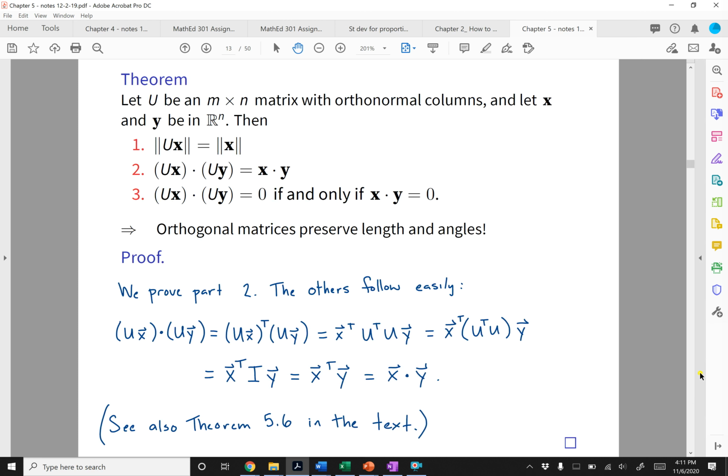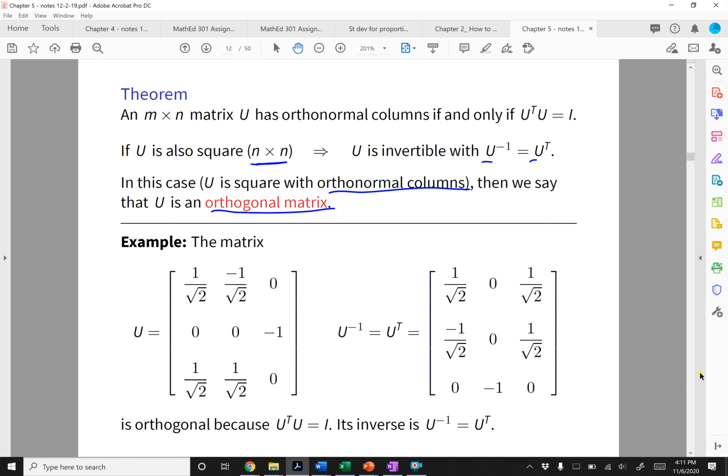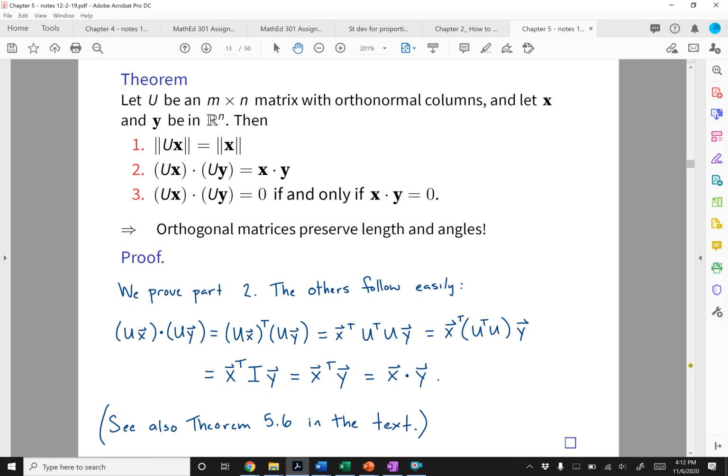So, last two slides, just a couple properties. If you have an orthogonal matrix, so the columns are orthonormal, and you multiply that by a vector x, then the transformed vector has the same length as the vector you started with. So it does not change the length.